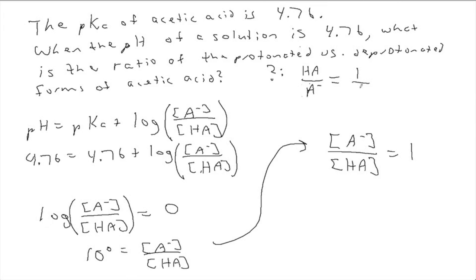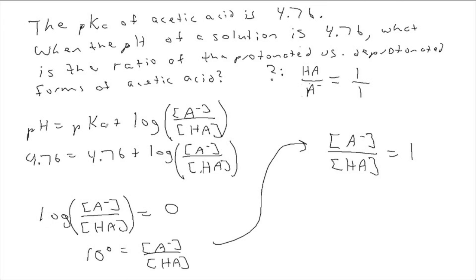1 over 1. What does it mean if the ratio is 1 over 1? What does that mean in common sense terms? It's equal. Who's equal? HA and A. Yeah, it means that we have equal amounts of the acid and its conjugate base. So what have we learned here? When the pH is equal to the pKa, you always have equal amounts of the acid and its conjugate base.